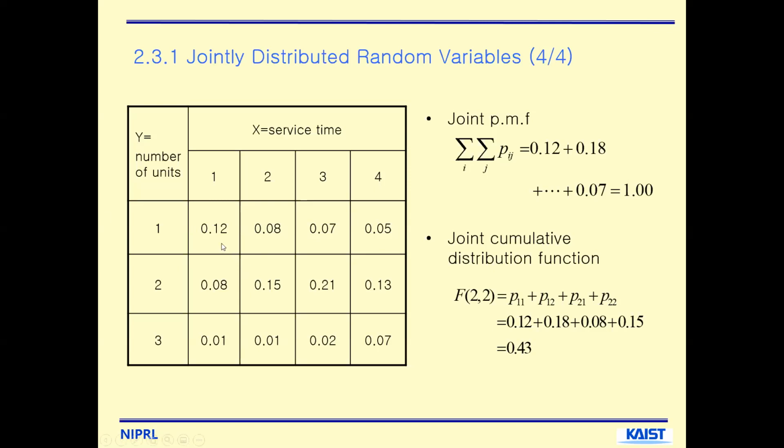For instance, the 0.12 right here is the probability that the number of units being one uses a service time of 1 hour. Of course, this one here is 0.21. Here is the probability that the number of units being two uses a service time of 3 hours. Okay, now take a look at that.